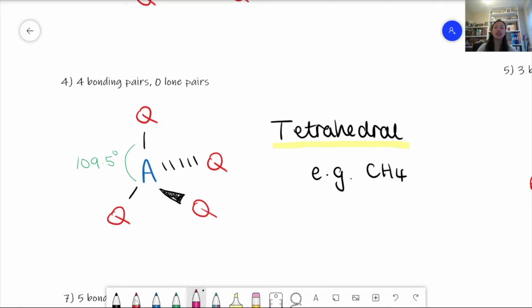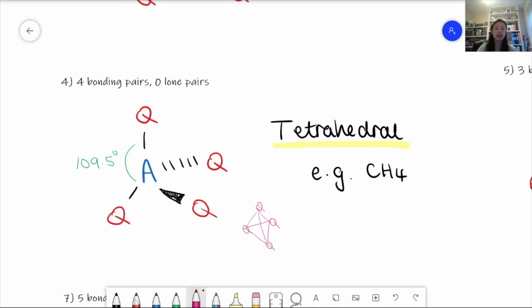And these just signify that it's 3D. So this kind of means that it's behind the shape and this is in front. So just imagine a triangular pyramid like this. That's what it looks like. So you've got Q here and Q.